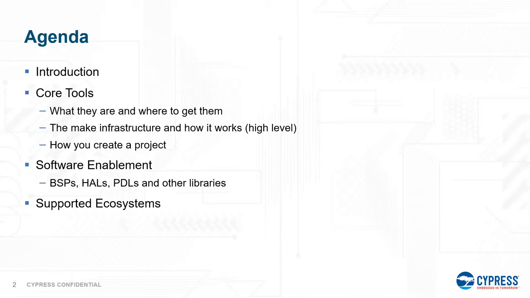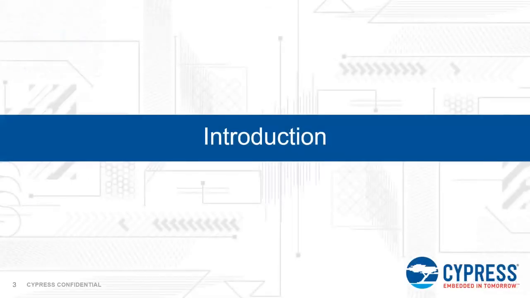Also, with the 2.0 release, we introduced a lot of new terminologies. So we'll be talking about BSP, HAL, PDL, and other libraries that are now available with the 2.0 release. Do not worry about what each of these terms means right now, because it's very easy to get intimidated. We'll talk about that in detail later. We'll also cover the different ecosystems that we now support, like the Embed OS ecosystem and the Amazon FreeRTOS ecosystem. Okay, so let's jump into the introduction.